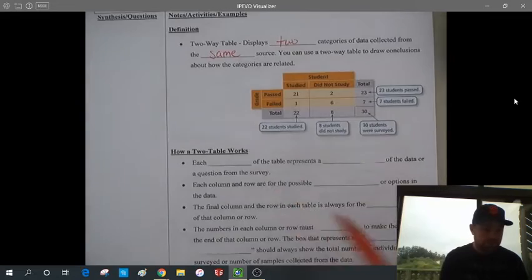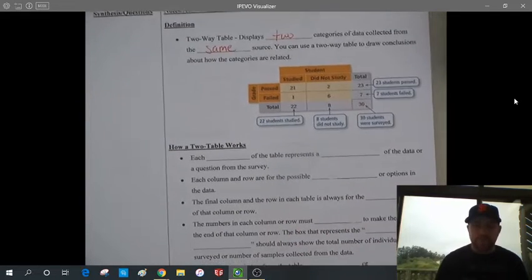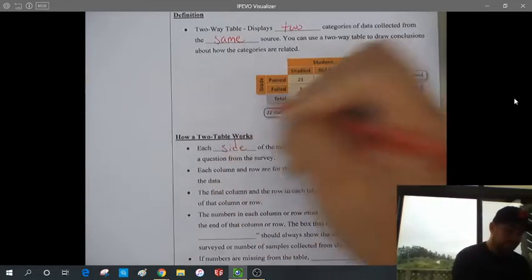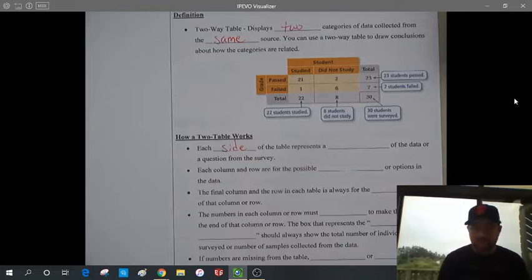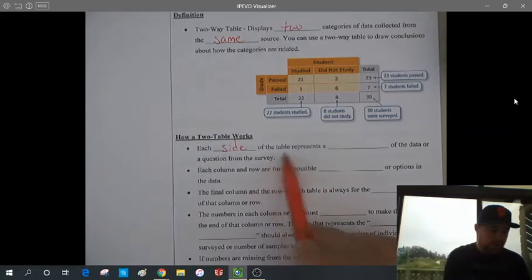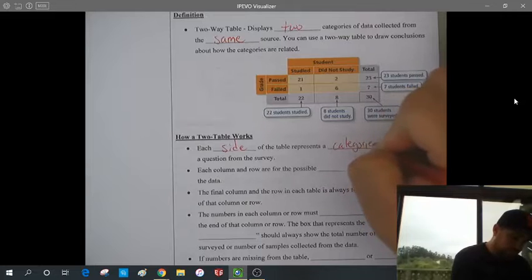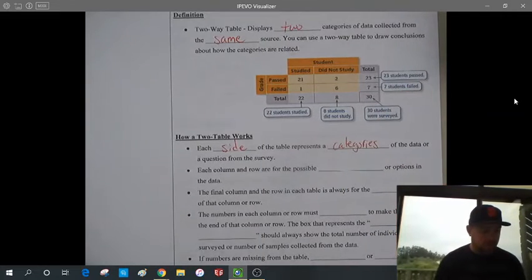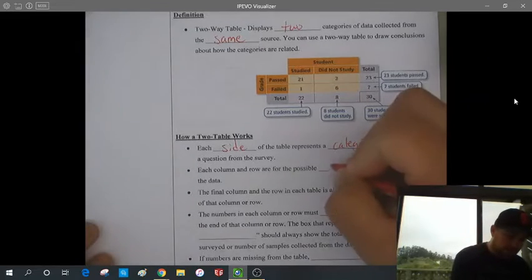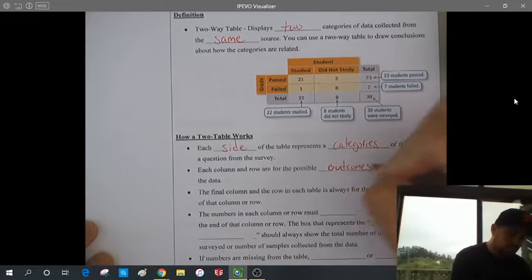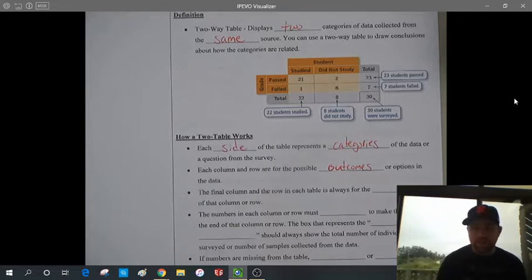Okay, so to talk more about the two-way table and explain what it is, here is how a two-way table works. In this case there's two sides to the two-way table. There's a top and then there's the left-hand side column. Those represent the categories of the data or a question from the survey. So each column and each row are the possible outcomes or options in the data.